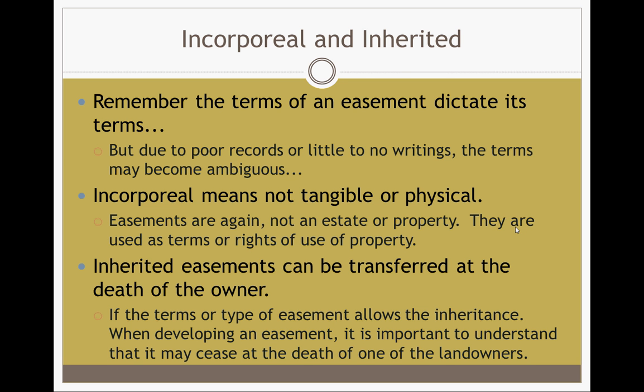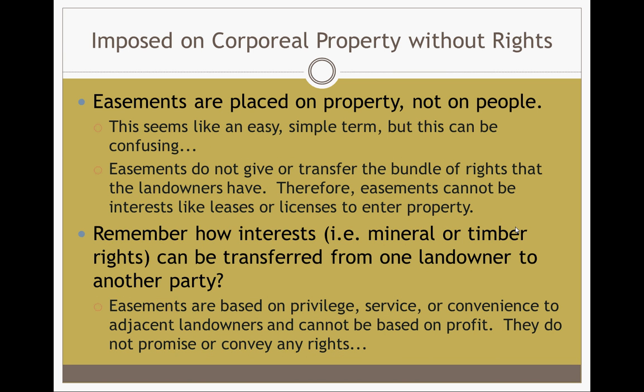and you can pass it on from family to family. But when developing an easement, it's important to understand that it may cease at the death of one of the landowners, and I think you should really tell that to the client. You should say, look, depending upon the type of easement that you want here, think about the life of the easement and how long you want it to go on. Do you want it to go on forever and perpetually after you die? Do you want your family to be able to make a decision on whether it should continue? What do you want to do? And it should really be discussed when it comes to easements that can be inherited.